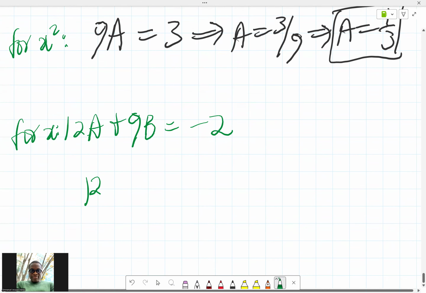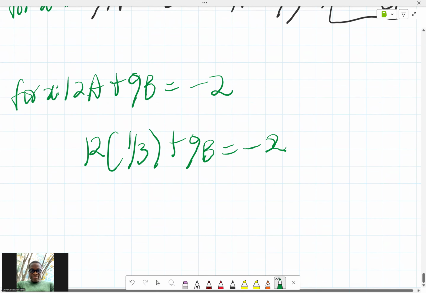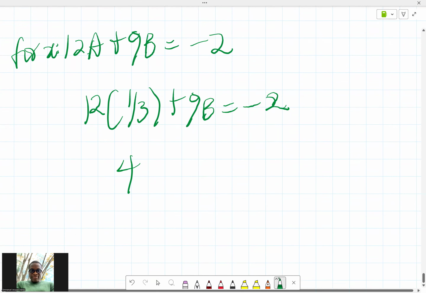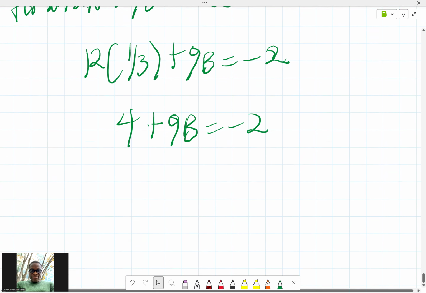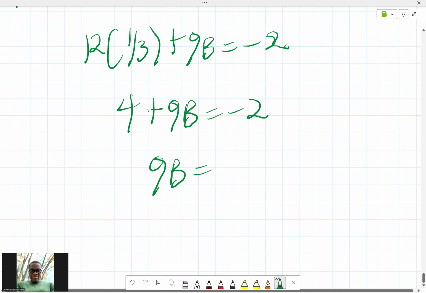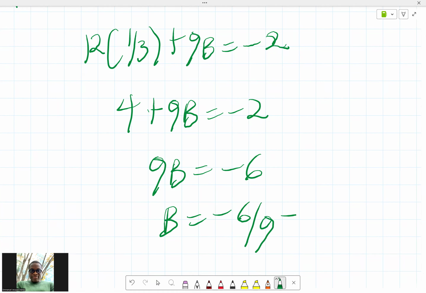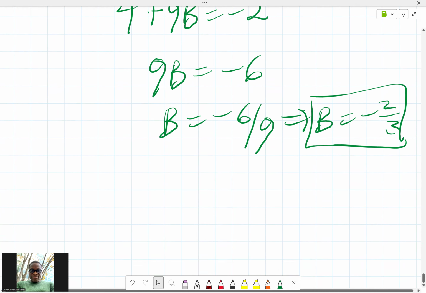So we have 12, and a is 1 over 3, plus 9b equals minus 2, okay? So this is 4 plus 9b equals minus 2. So that means that 9b is equal to minus 6. That's minus 2 minus 4. So b is minus 6 over 9. So that implies that b is equal to minus 2 over 3. Thankfully, b is sorted.